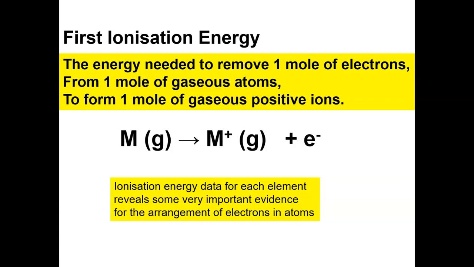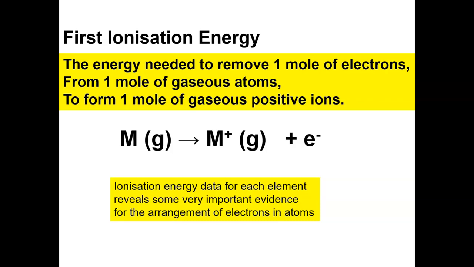You frequently get asked to represent an ionization energy equation. As you can see underneath, I've used the fictitious element M, and notice I have 1 mole of M and it must be gaseous. All ionization energies must be gaseous. So M gas, 1 mole of it, goes to M+ gas with the loss of a mole of electrons. So that is essentially what we're doing. We need to put energy in to knock the electron off the atom to create a positive ion.